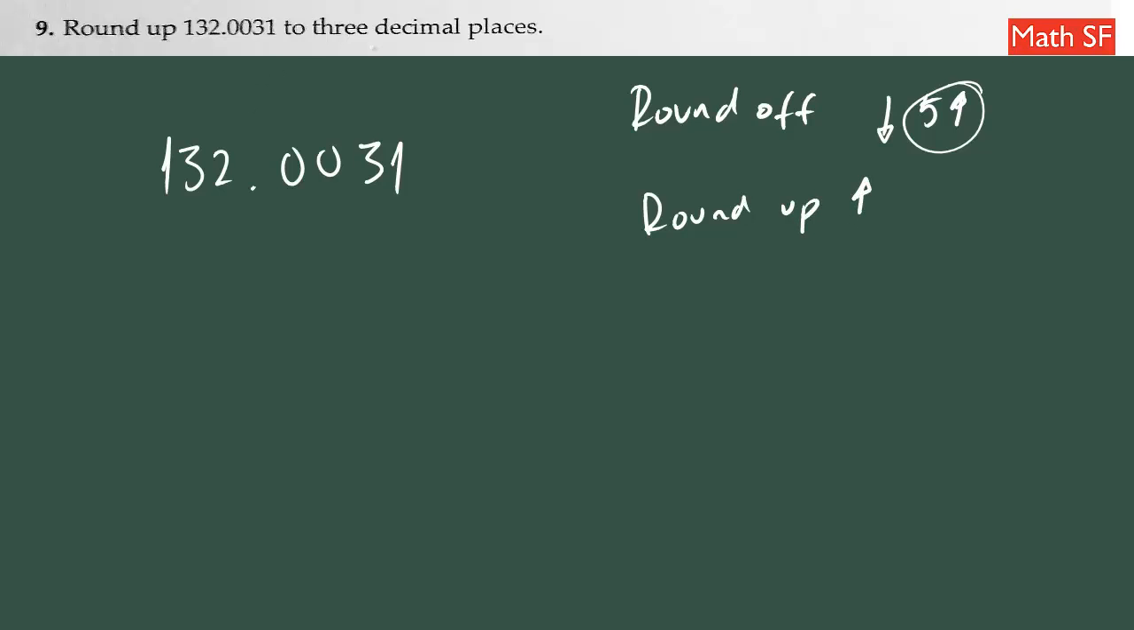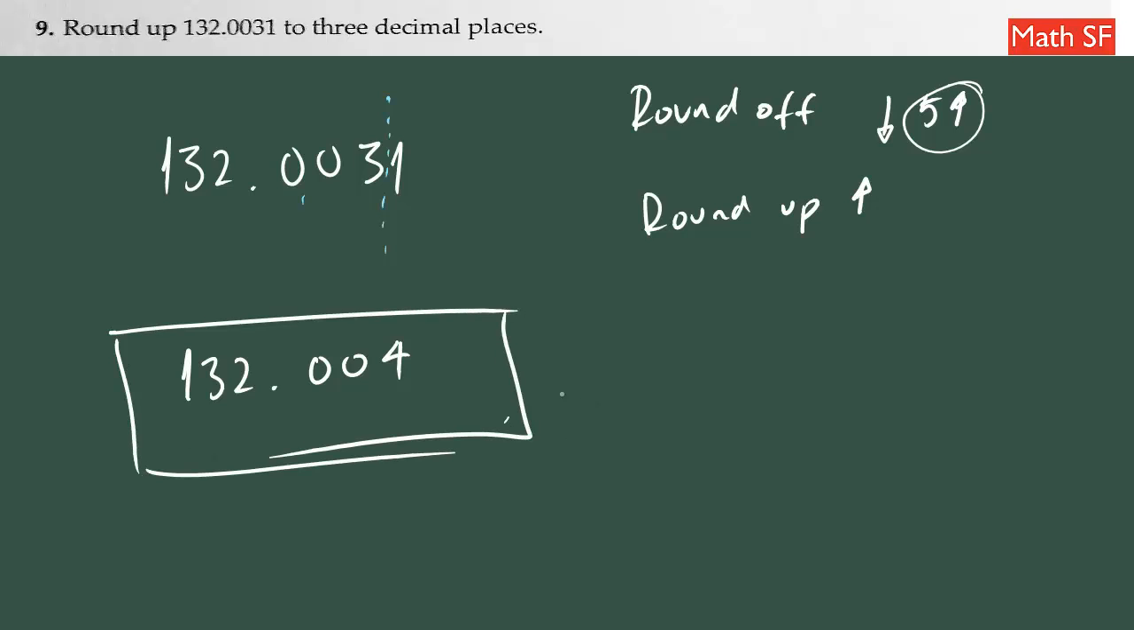So round up to 3 decimal places. So 3 decimal places will be, let's draw our wall here. 1 decimal place, 2 decimal places. Here's the 3 decimal place. So in this case it happens to be a 1, see. But since this is a round up problem, you're always going to go up. So my answer will be 132 and 4 thousandths. You're going up. No matter what the number was, you're always going up.